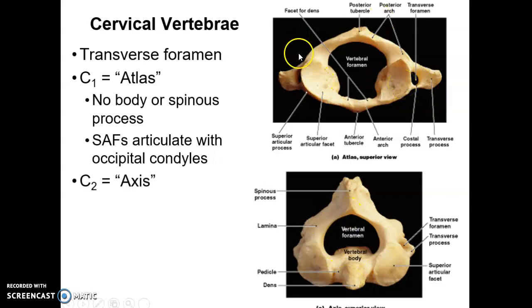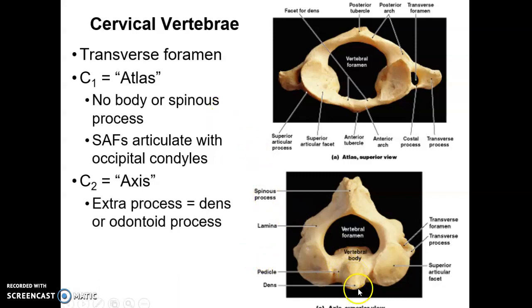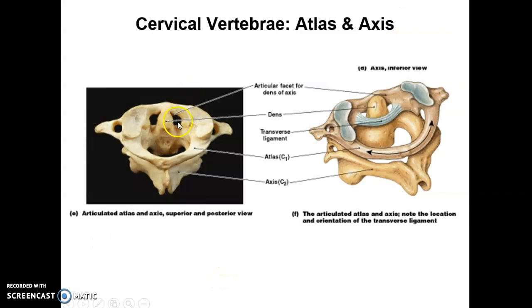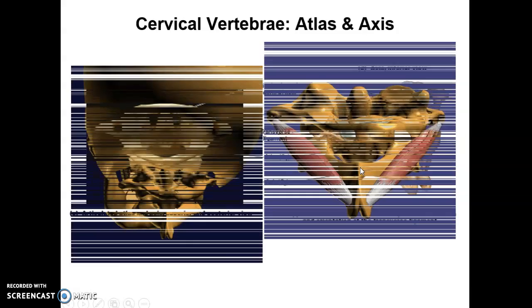And then C2, just inferior to C1, is called the axis, because it has this extra process called the dens, and that articulates with this little groove here, this facet on C1, allowing C1 to pivot around C2, allowing you to move your head to left and right, like when you say no, no, no. And that's the dens or the odontoid process. And it forms a pivot joint with the axis, like so here. So again, the atlas can pivot around the axis. C1 can pivot about C2, like so.